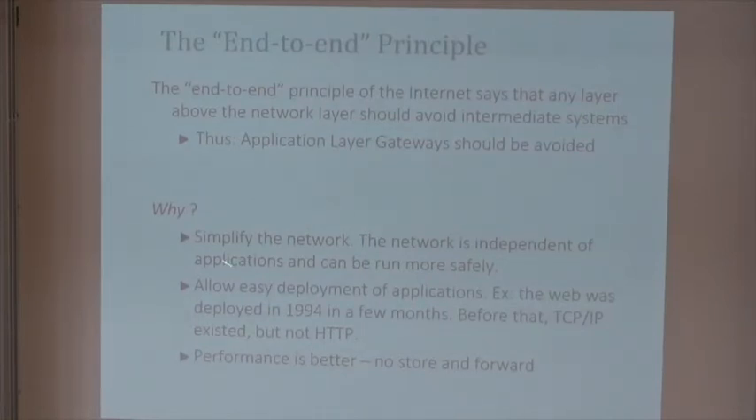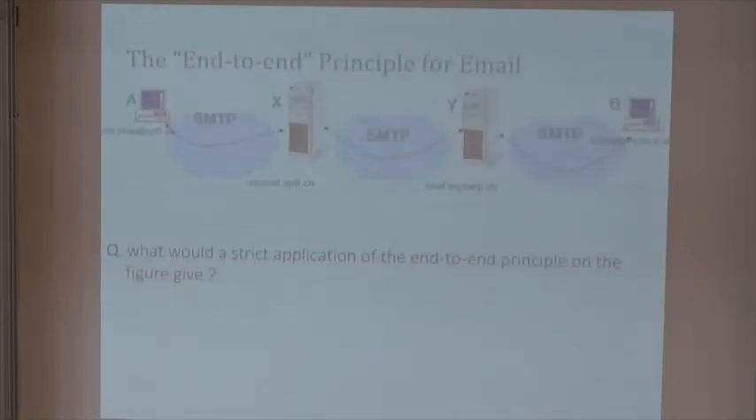And we have seen why. One of the reasons was to avoid store and forward and simplify, improve performance, and also simplify the deployment of new applications. When the web was launched, HTTP and HTML were new, and this did not involve any change in the intermediate systems of the internet because they were just IP routers. So that's the principle of the internet.